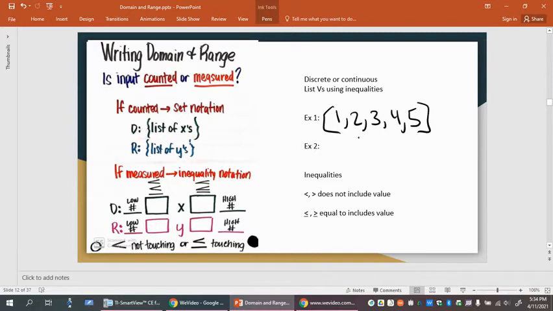So this would be my domain. It would be my x values. I would only have tickets 1, 2, 3, 4, and 5.